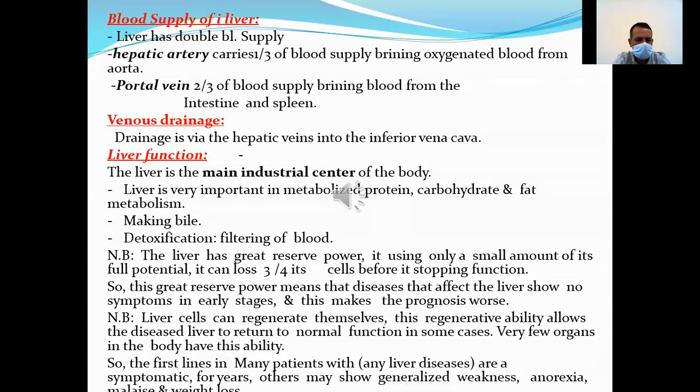So the first line: many patients with any liver disease are asymptomatic. This is a bad sign because the disease progresses and leads to chronicity without symptoms because of its reserve power. It is maintained for years until the symptoms appear.